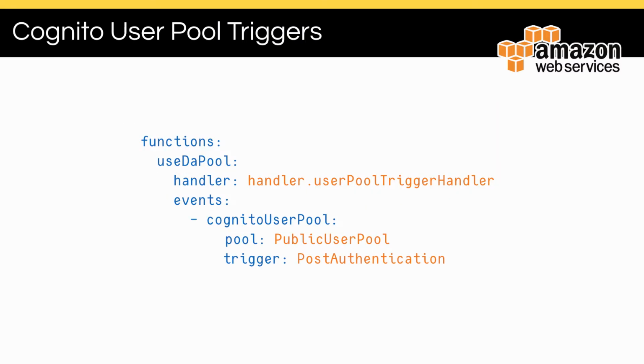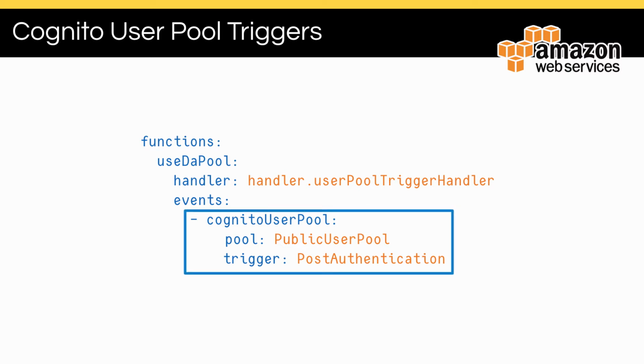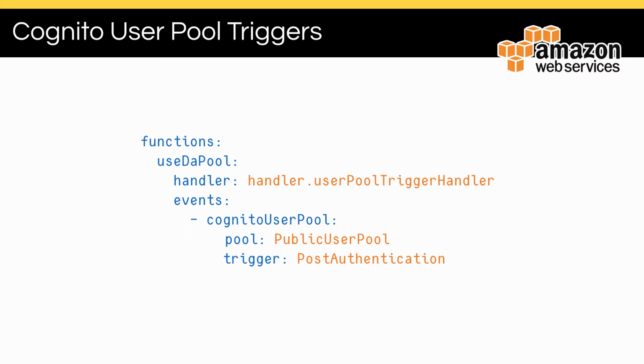With 1.15, you're able to configure this directly in your configuration file by adding the Cognito user pool event, specifying a pool name, and specifying a trigger. The nice thing about this is by just specifying the pool name here, serverless will actually create that pool for you, so you don't have to add any other CloudFormation steps to get this Cognito user pool created.